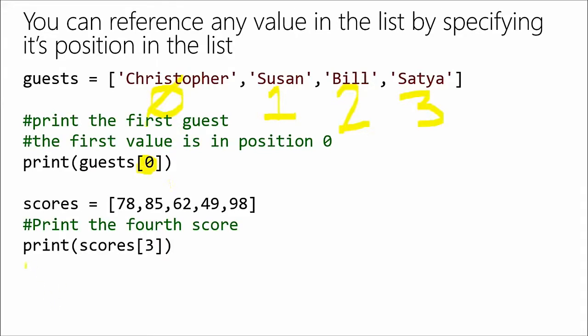In this case, if I say, give me score 3, that's going to return what value, Christopher? 0, 1, 2. 62. 3. So therefore, 49. Yes. Okay. Sorry. 49. Yep, you're right. I was waiting for you to catch up there. We'll practice counting later.